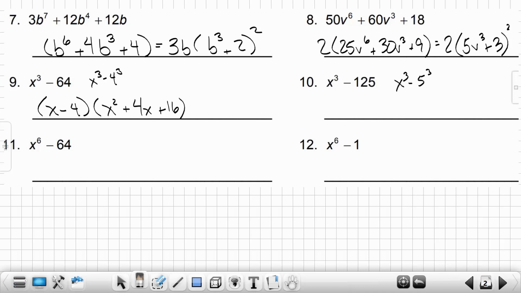So what's my A, Dylan? What's my B? 5. Now using the difference of cubes formula on that page by your left elbow, it would be A minus B. So I'd write down what? X minus 5 times A squared. What would be A squared? X squared plus AB, 5x, plus B squared. Yep, that's factored.